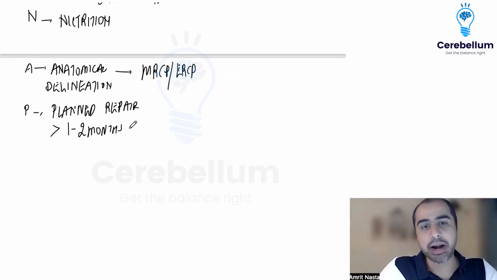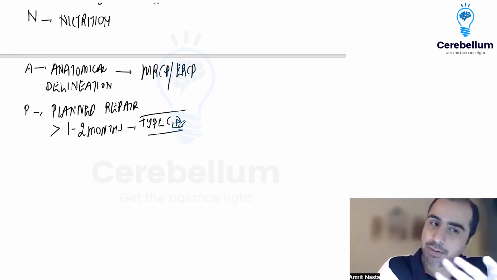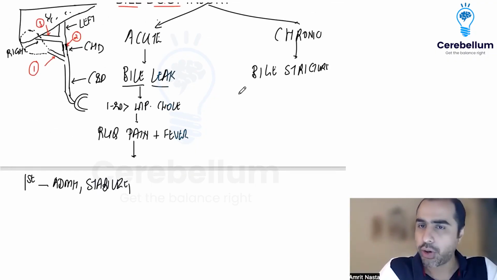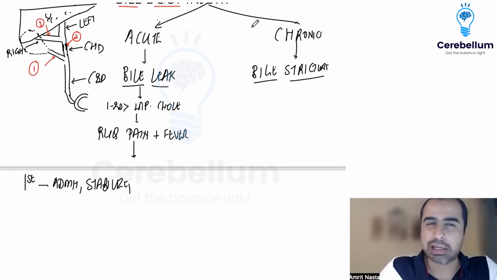So ये जो हमारे planned repair है ना, this is for type C and type D. Okay, for type A, ERCP will be the treatment. बस. तो ये था acute leak. Chronic is easy to understand. हमने obstructive jaundice थोड़ा बहुत कर लिया है, उसका एक कदम आगे जाना है.